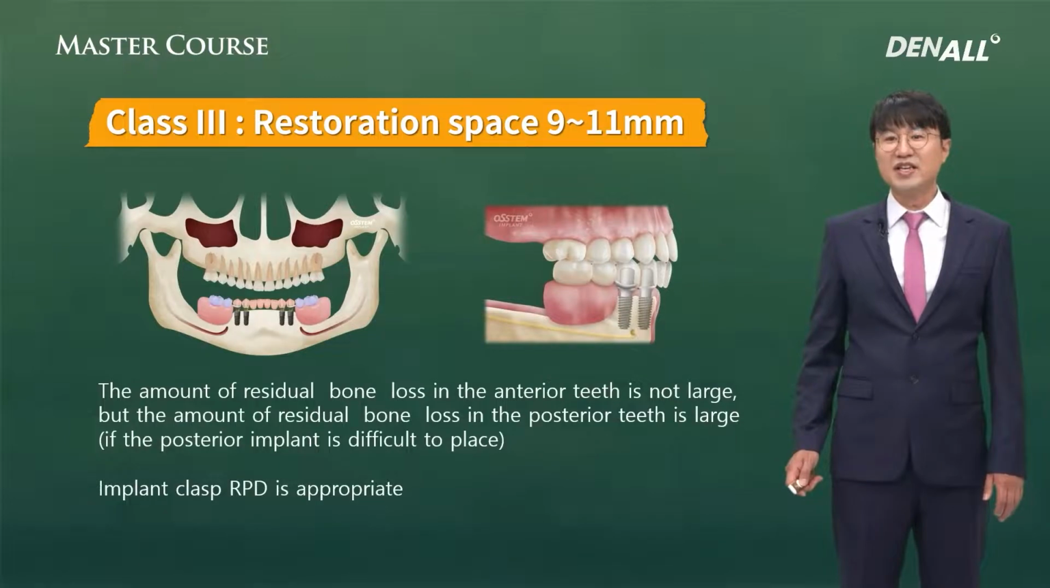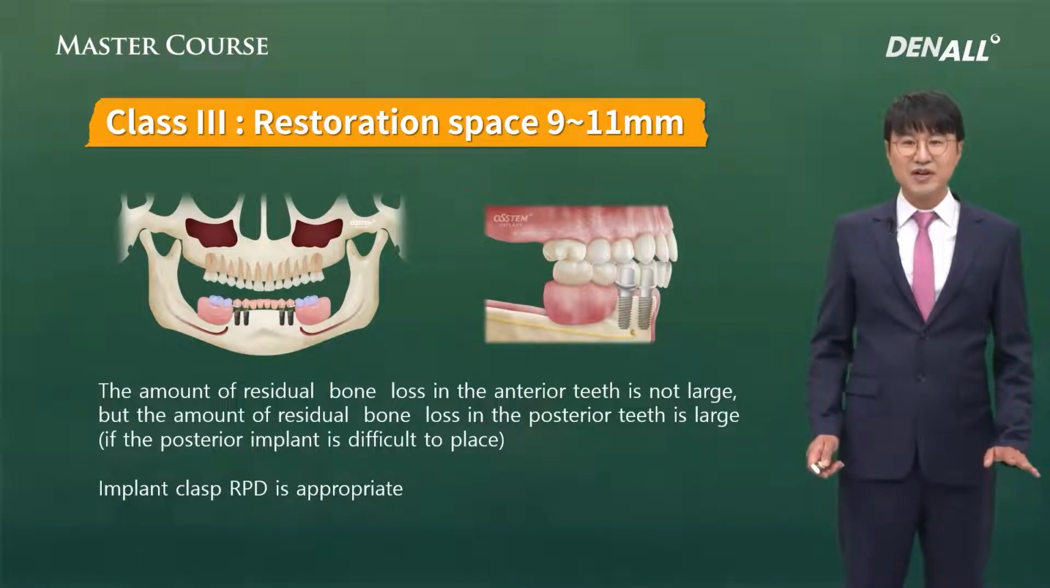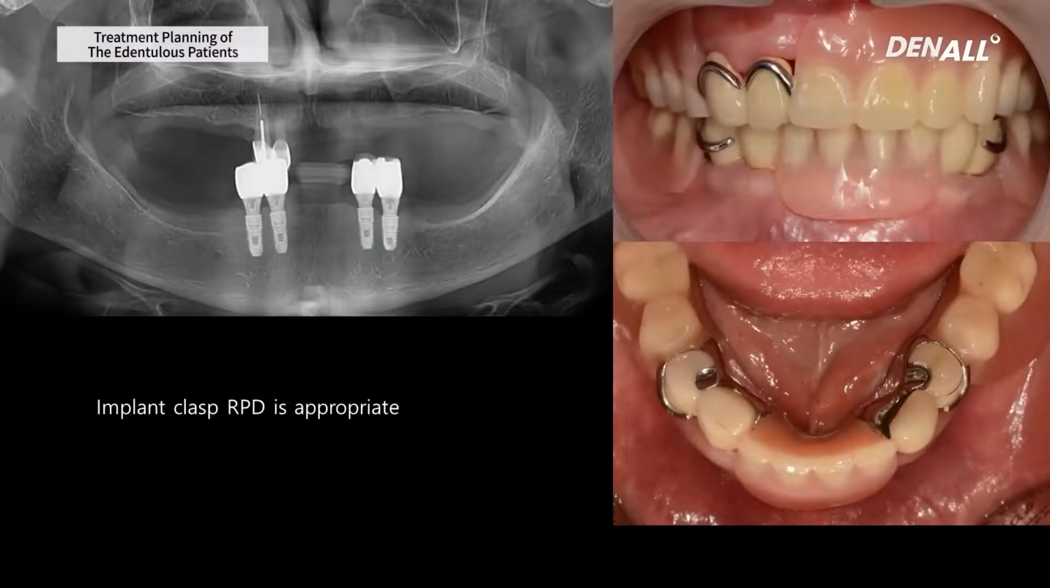Although the amount of tissue loss was not significant in the anterior, it was in the posterior. In this case, you can use implant clasp RPD. In cases where it is difficult to place implants in the posterior area, rather than proceeding with bone graft, I think it is better to do implant clasp RPD.